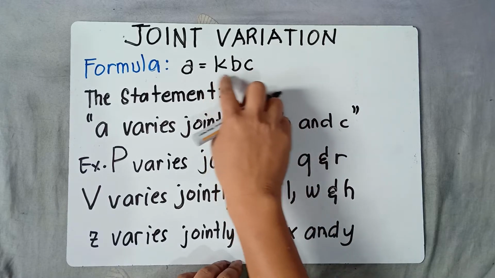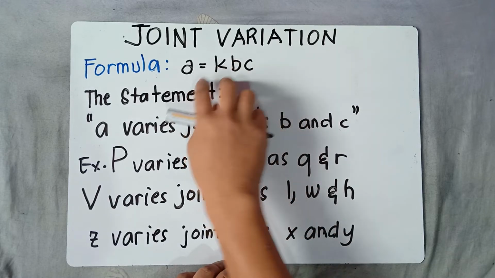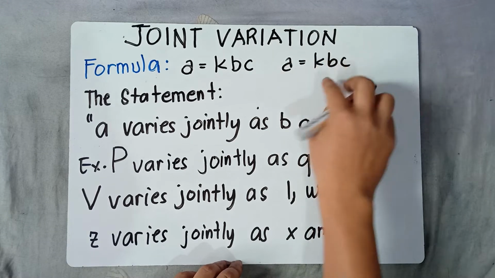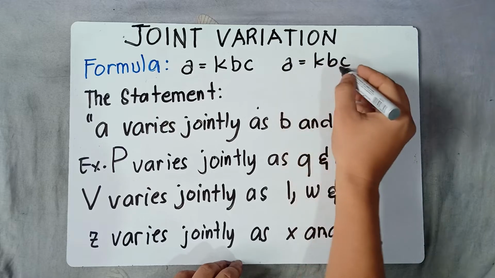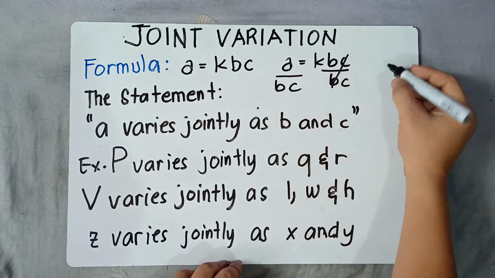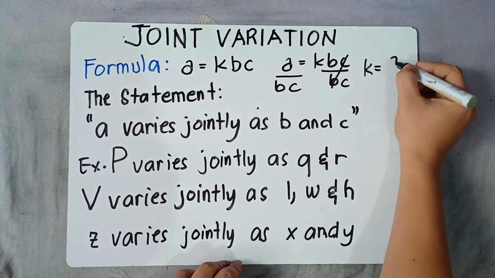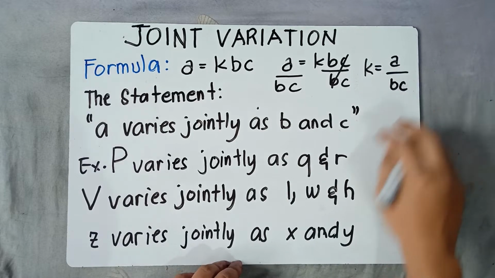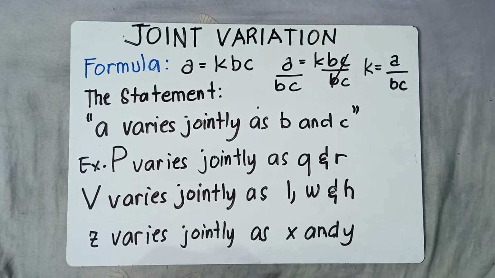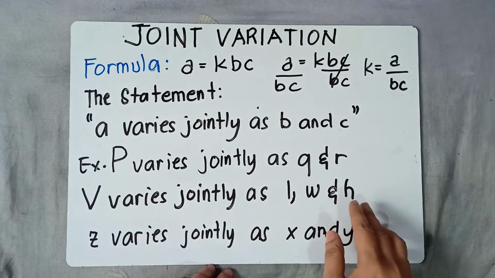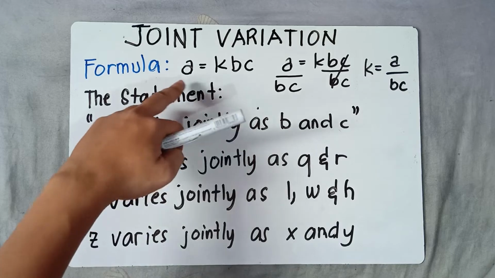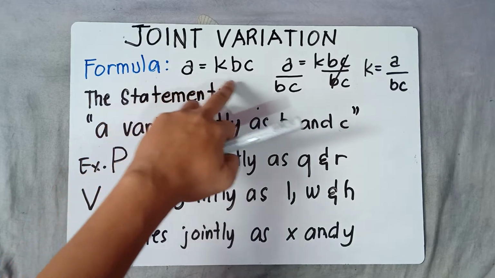So if you want to find K in the given equation A equals KBC, to make it easier, just divide both sides by BC, cancel BC. So your K equals A over BC. That's how you get K. Just do formula transformation. It depends on the given problem which variables they will use. In our case, we just use the formula first, A equals KBC, and we get K.